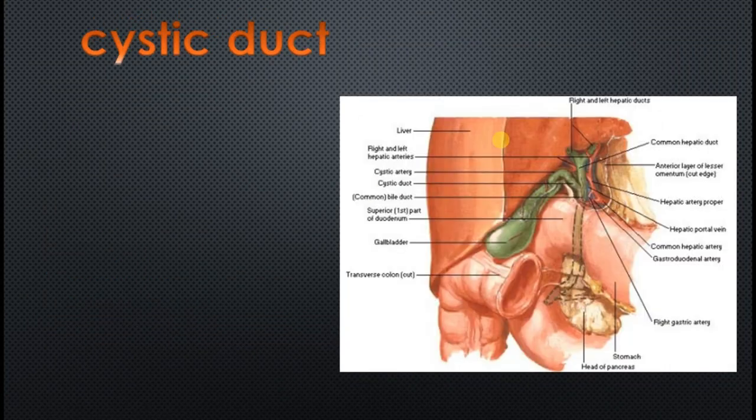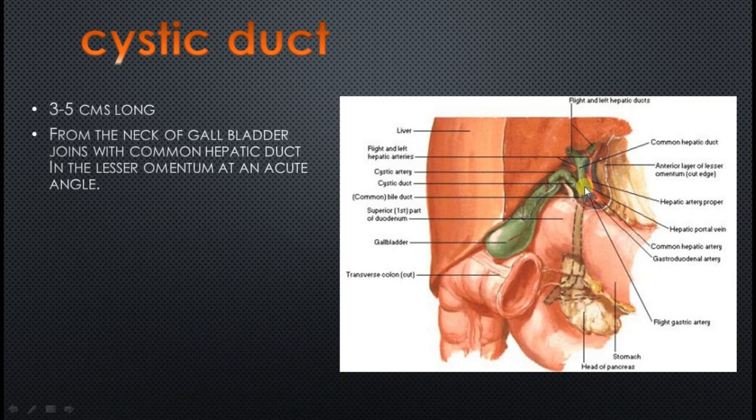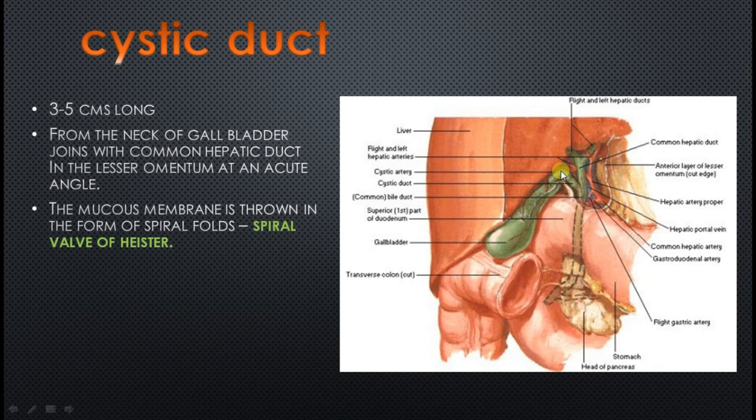Now, the duct of the gallbladder is called the cystic duct. It joins with the common hepatic duct at an acute angle. It is 3 to 5 centimeters in length and the internal diameter is just around 2 mm. It is mainly seen in the lesser omentum.